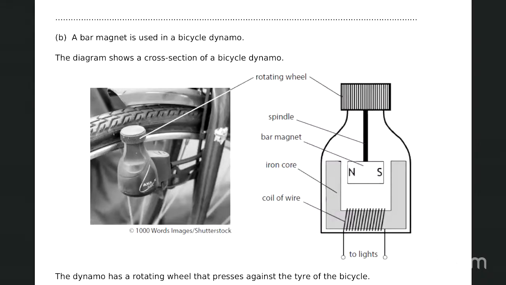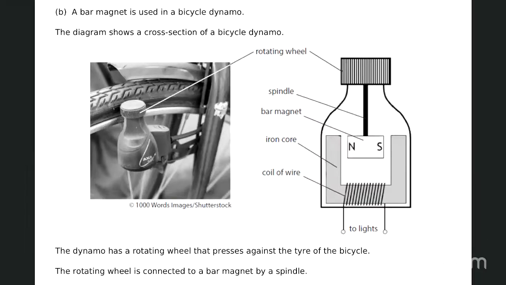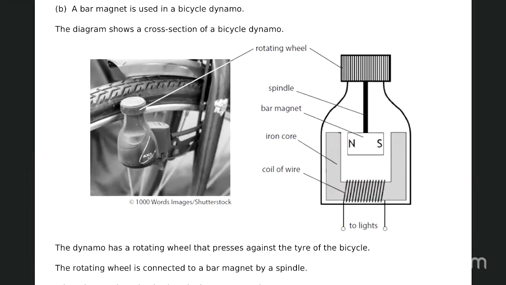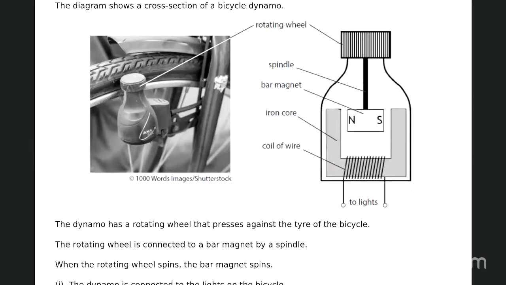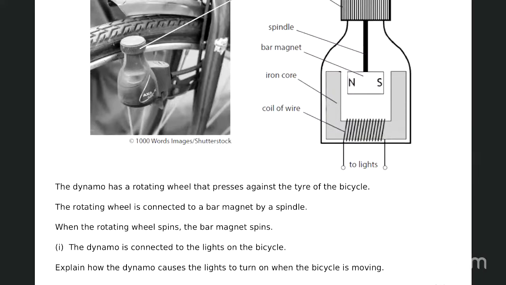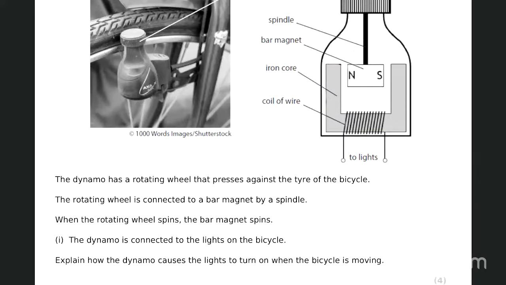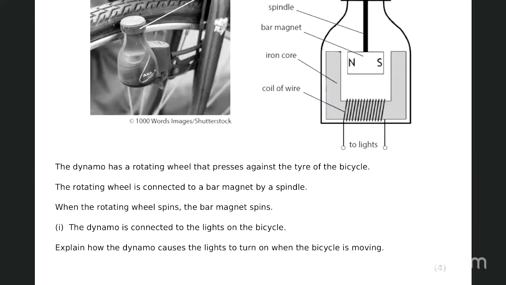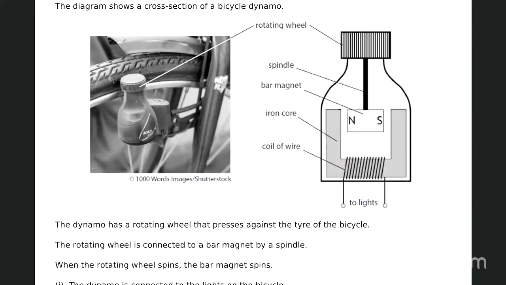A bar magnet is used in a bicycle dynamo. The diagram shows a cross section of the bicycle dynamo. You can see there's a rotating wheel and spindle that is connected to the bar magnet, and the rest you have the iron core, and then the coil of wire will be connected to the lights. The dynamo has a rotating wheel that presses against the tire of the bicycle. The rotating wheel is connected to a bar magnet by a spindle. When the rotating wheel spins, the bar magnet also spins. We know about that, right?